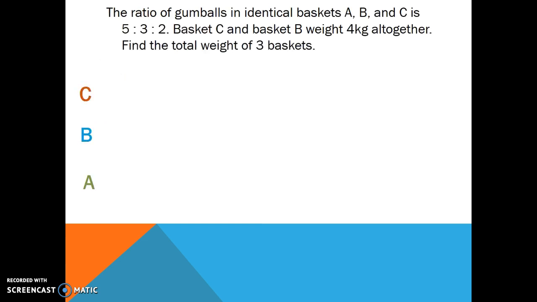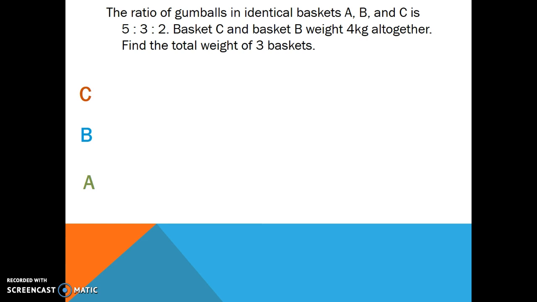The ratio of gumballs in identical baskets, so the baskets are the same, but the gumballs are different. Baskets A, B, and C is 5 to 3 to 2. Basket C and basket B weigh 4 kilograms altogether. We want to find the total weight of the 3 baskets.